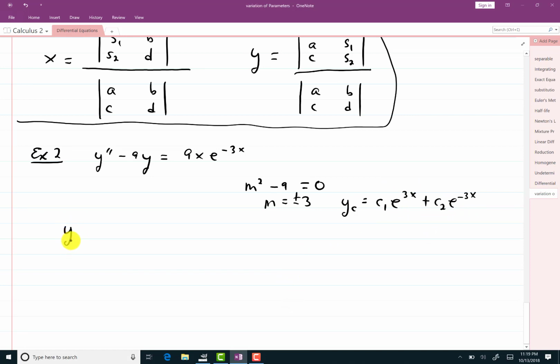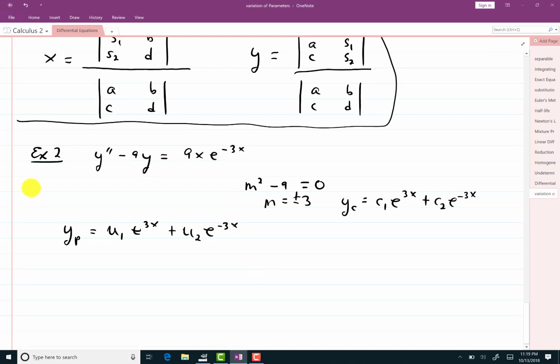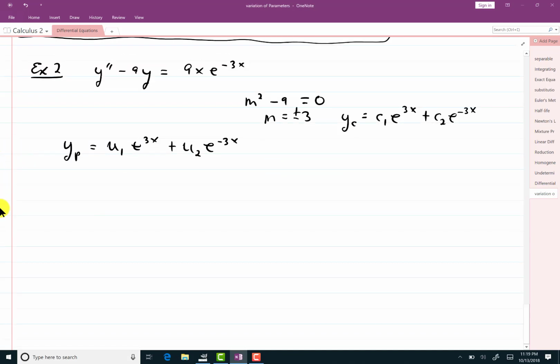My particular solution that I'm going to form will be like this: u1 e to the 3x, this is u1 y1, plus u2 e to the negative 3x. So u1 y1 plus u2 y2. And then the conditions we want is u1 prime times y1 plus u2 prime times y2. That one was equal to 0.